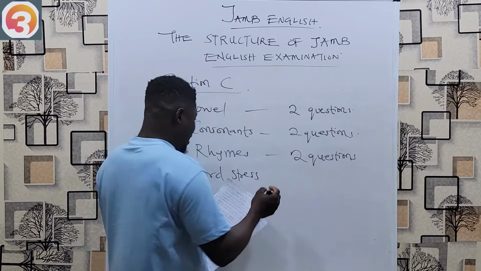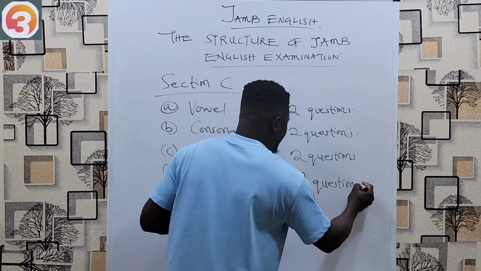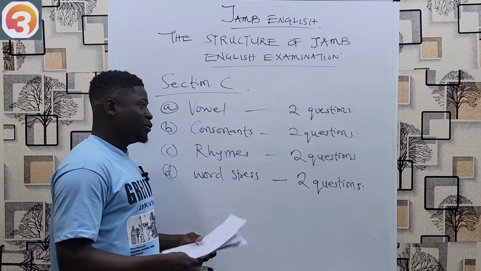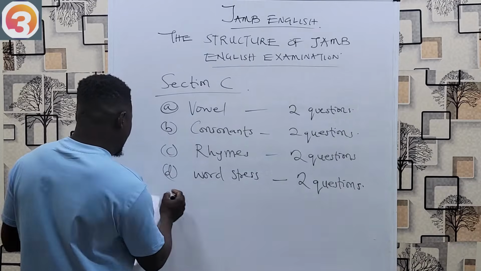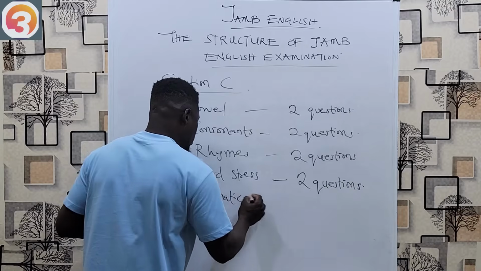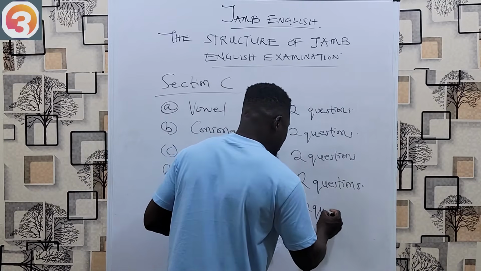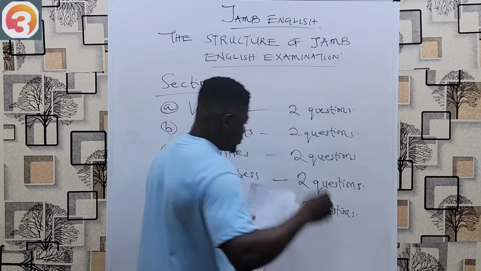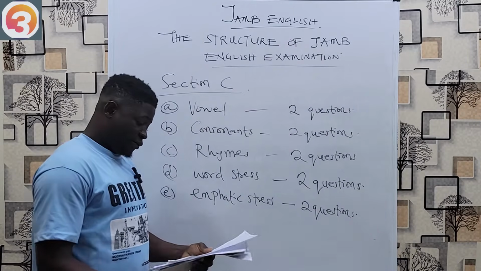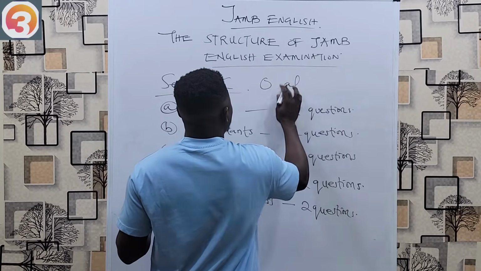Word stress is one part of English that students never get to understand fully. But some of you are very, very smart, and you that are watching the video are very smart, so you can easily get word stress. So E, emphatic stress. Emphatic stress, 2 questions will be asked. So these are the 5 parts to what? To oral forms. Section C is oral forms.